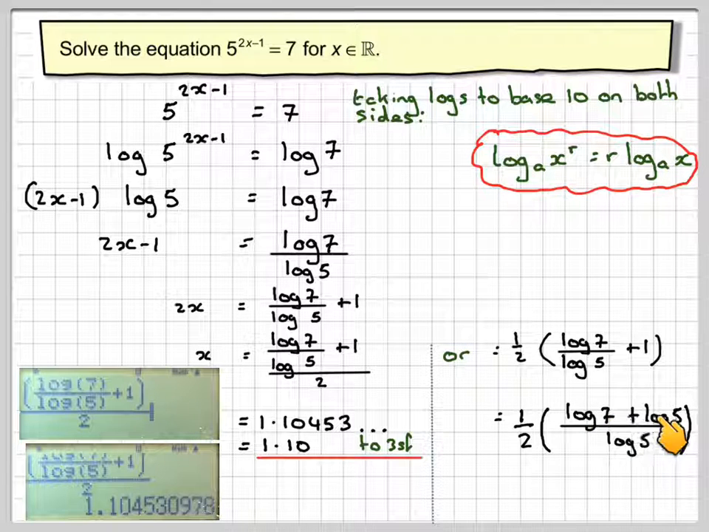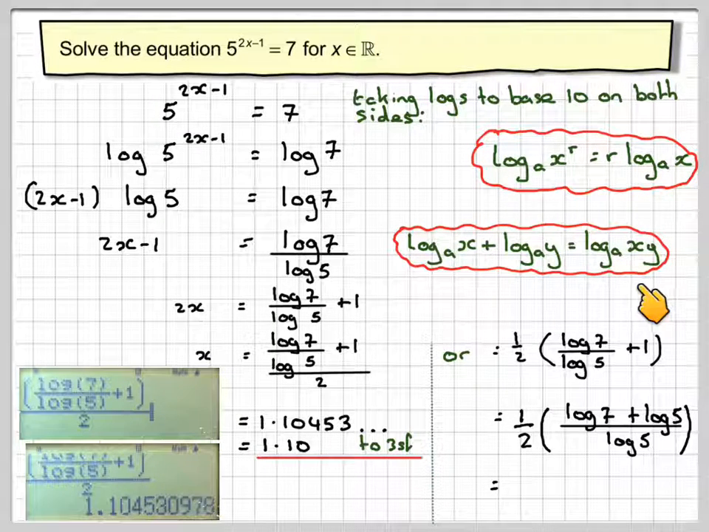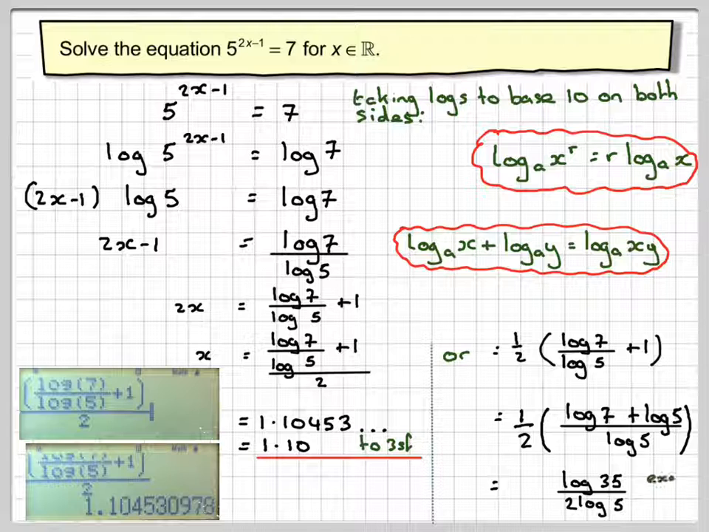And now applying a rule of logarithms to the top bit: log to the base a of x plus log to the base a of y is log a of x times y. So we're going to have a half of log 35 over log 5, so that 2 can just come in there, and that is called the exact answer, which is probably a bit neater than that. Again, at this stage, if you're able to get this far, you could put that in your calculator, which is much easier because you don't have to put those brackets in.